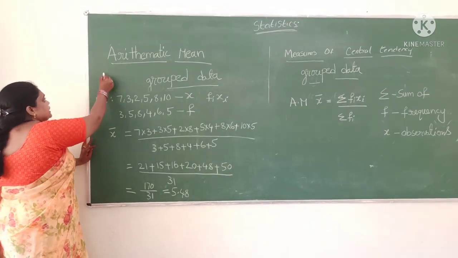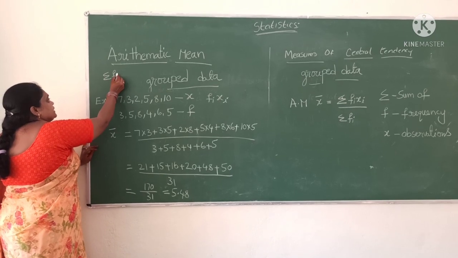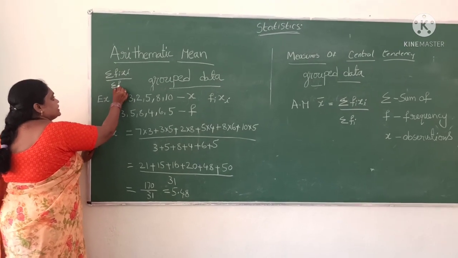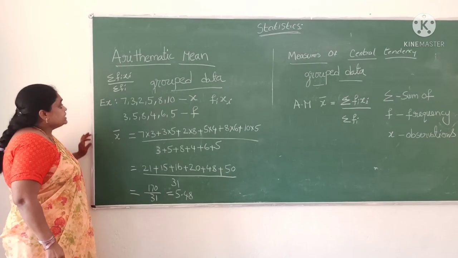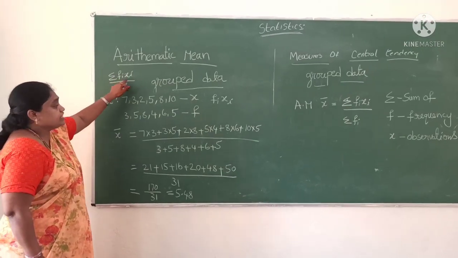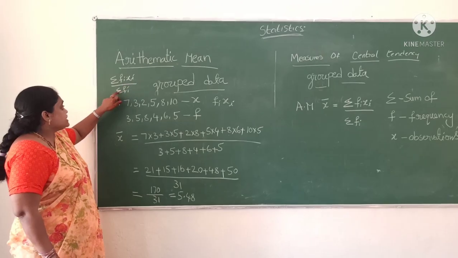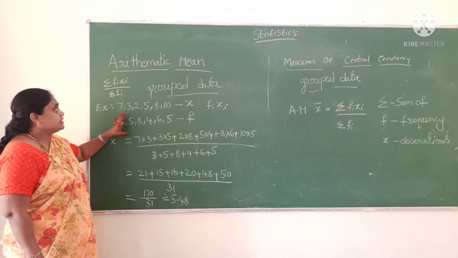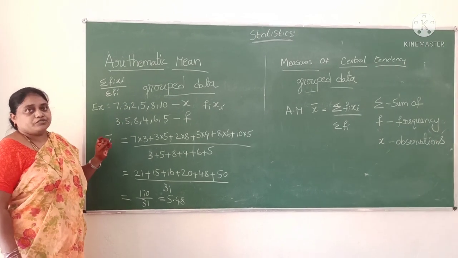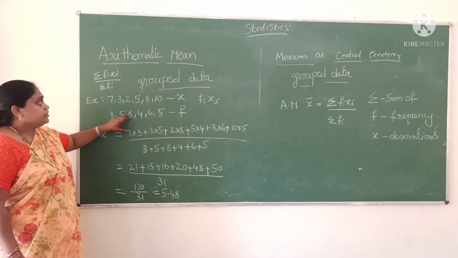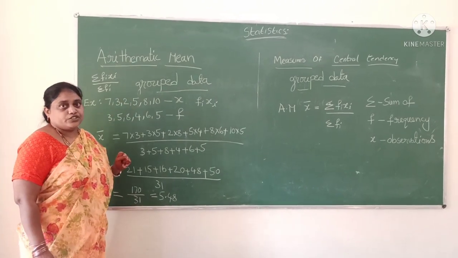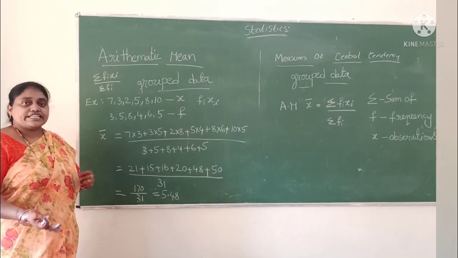xi. Sigma fi xi by sigma fi means sum of frequencies into observations by sum of all frequencies. This is the first method to calculate arithmetic mean in grouped data. Okay, let us see the second method.